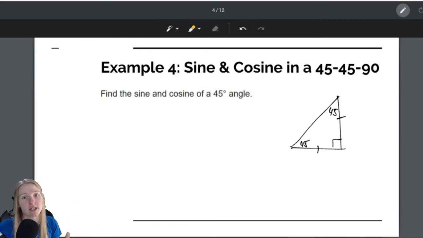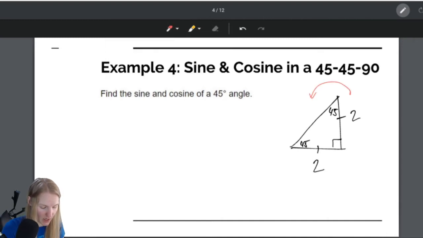All 45, 45, 90 triangles are similar because they all have the same angles. So it does not matter what number we choose for this side length. We can make it anything we want. Let's make it 2, just because we can. So if this is 2, what should my hypotenuse be? Remember, in 45, 45, 90 triangles, to get from the leg to the hypotenuse, I'm just multiplying by the square root of 2. So the length of my hypotenuse should be 2 times square root 2.